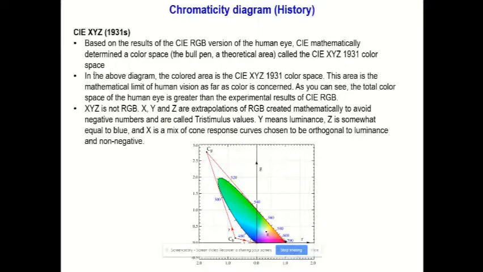But be careful, the XYZ here does not really refer to the RGB. The X, Y, and Z parameters are extrapolations of the RGB created mathematically to avoid negative numbers, and they are called the tristimulus values. The Z is somehow equivalent to the blue color value. X is a mixture of the cone response curves that was chosen to be orthogonal to luminance and non-negative.